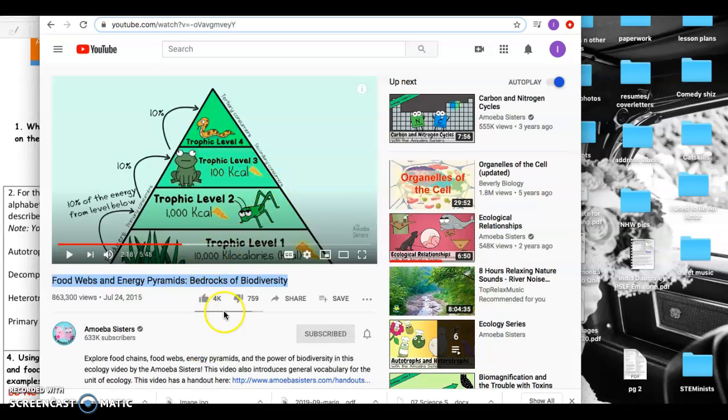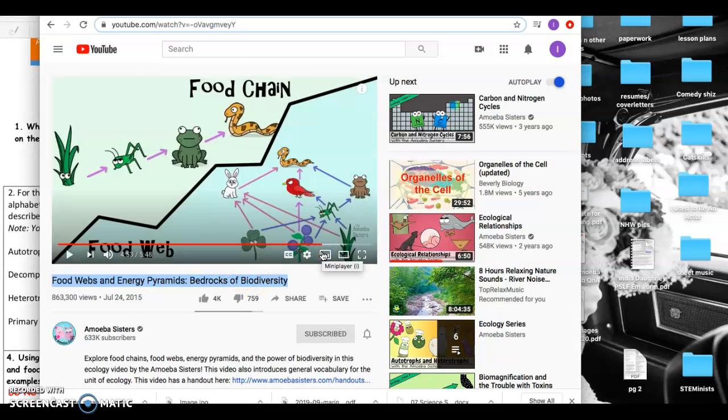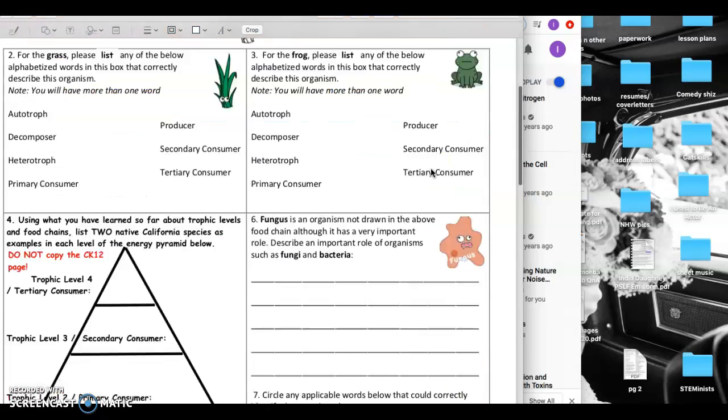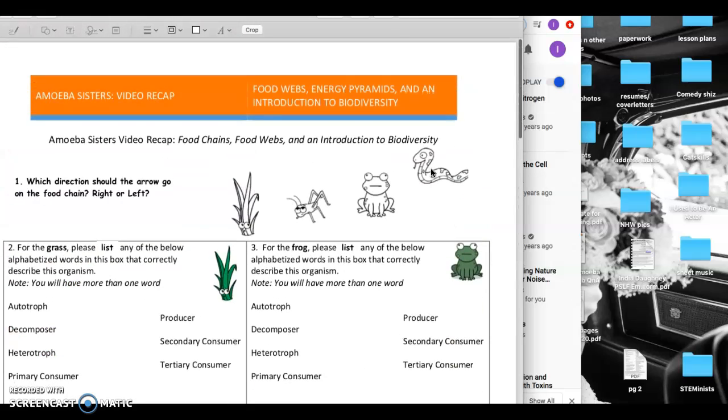Now you're going to watch that, and just like we usually do, watch it all the way through once, just sitting and watching. While you are sitting and watching, you're just going to think about it. And then you're going to take a look at the PDF that I'm going to leave for you on the assignment page, which is this.